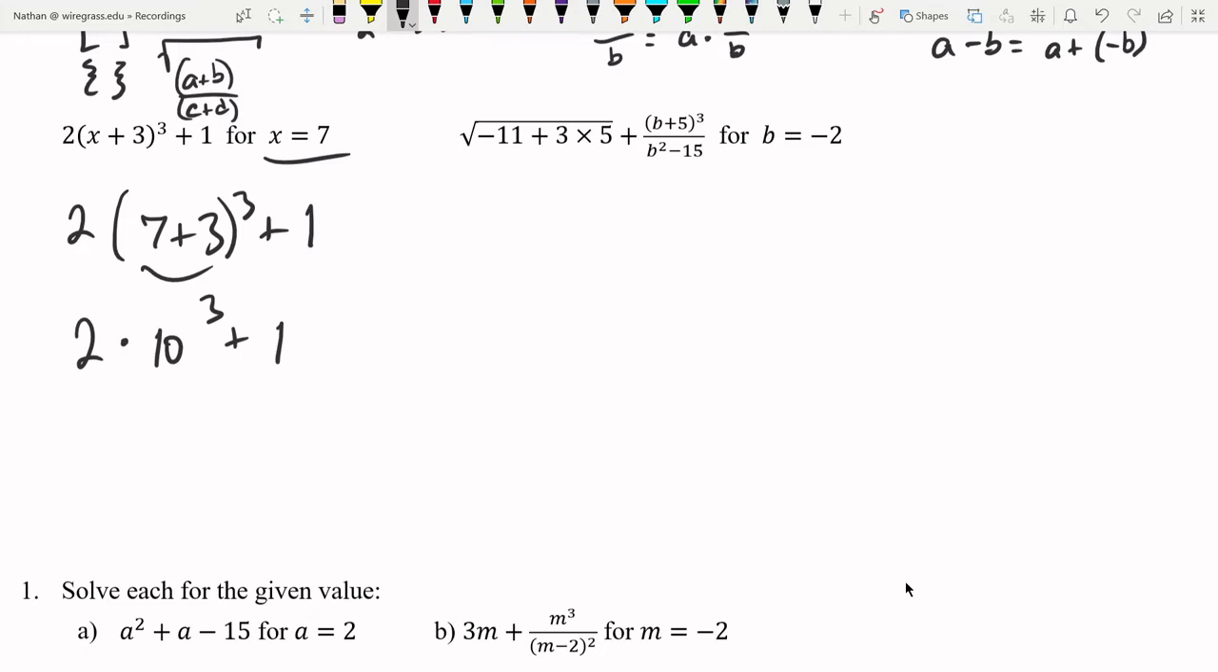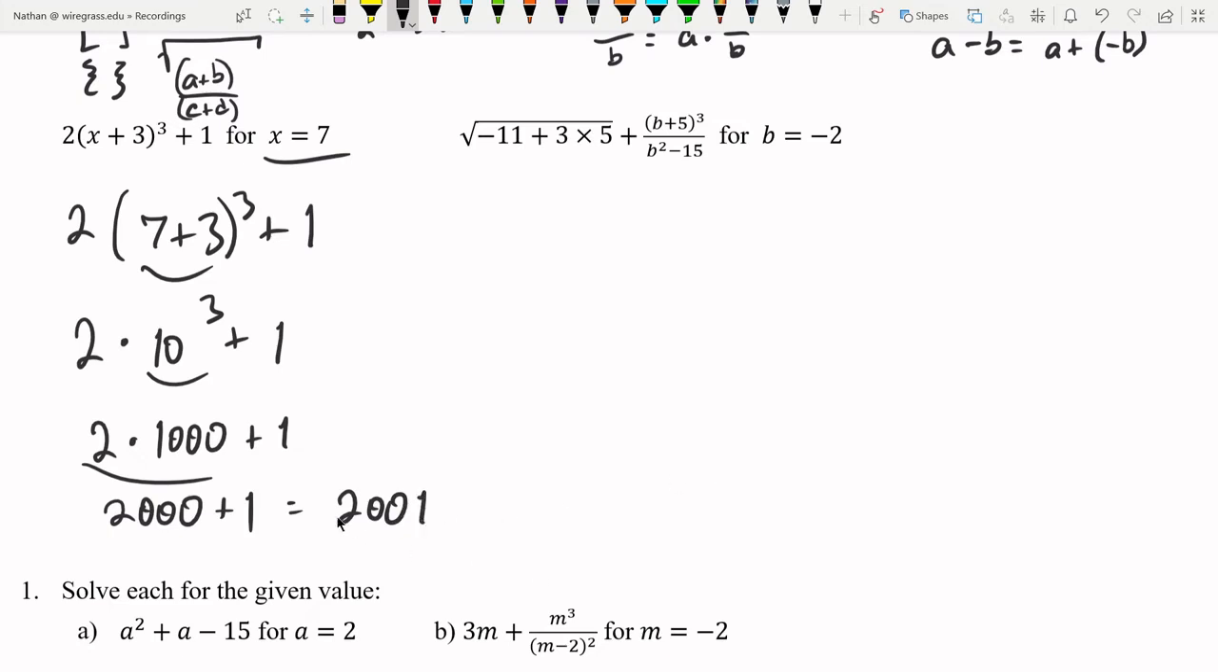The next thing we do is exponents. 10 cubed is going to be 10 times 10 times 10, or 1,000. Next is multiplication and division. That's just 2,000. And then finally, addition and subtraction, 2001. So that is the answer, or the solving of that expression.